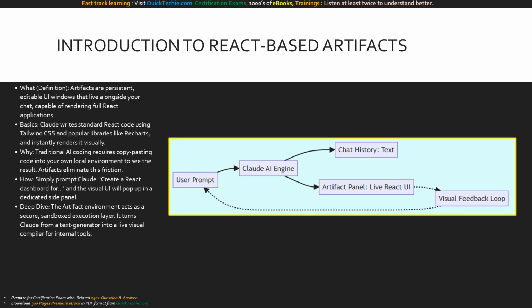Take a look at this flowchart illustrating the artifact architecture. When you submit a user prompt, it hits the Claude AI engine. The engine then splits its output. The text explanations go into the standard chat history, but the code goes directly into the artifact panel, where it is compiled into a live React UI. This creates a tight visual feedback loop. You see the app, spot what needs changing, and immediately prompt Claude to refine it.